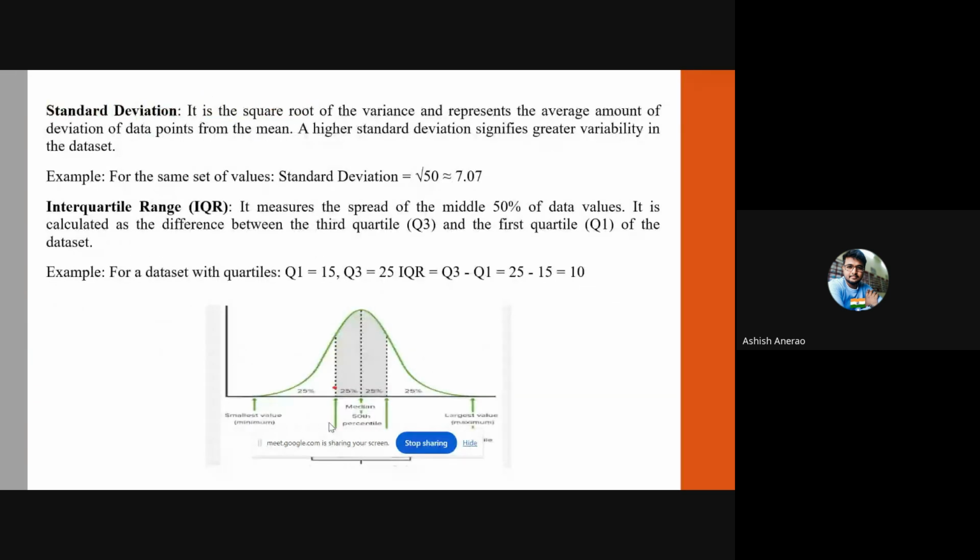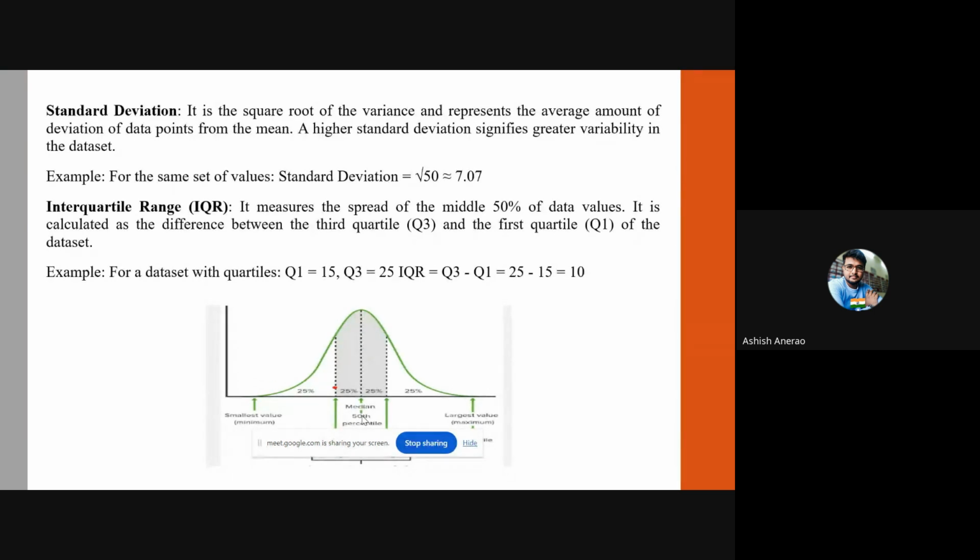Now next, there are again two types of measures of dispersion. We take the square root of the variance, and that we call the standard deviation. Previously we calculated the variance, and in that case our variance is 50. After taking the square root of that variance, the value comes to 0.707. That's the standard deviation. If you take the root of the variance, that value represents the standard deviation.